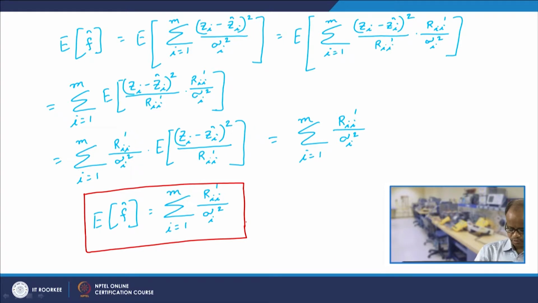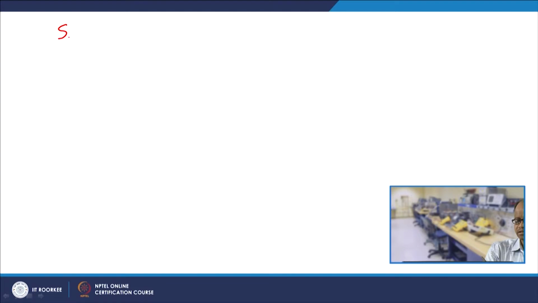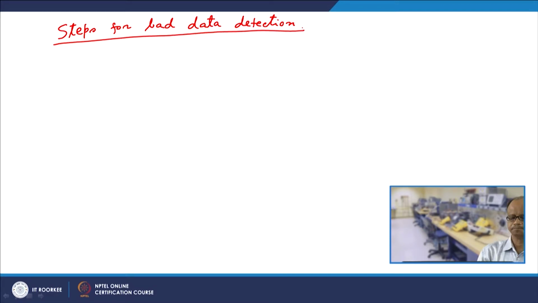So, we write that the steps for bad data detection are like this. We have already covered all the theoretical background, so now we are ready to write down the steps for bad data detection. So, what are the steps?